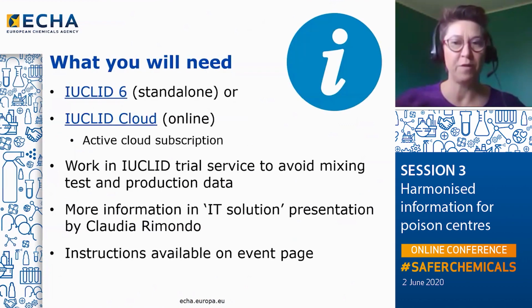If you would like to follow the exercises on your own workstation, you will need either Euclid 6 downloaded from the Euclid website, or if you have an active cloud subscription, you can choose to work online. If you are working online, you are advised to work in the Euclid Cloud trial service to avoid mixing test data with production data.